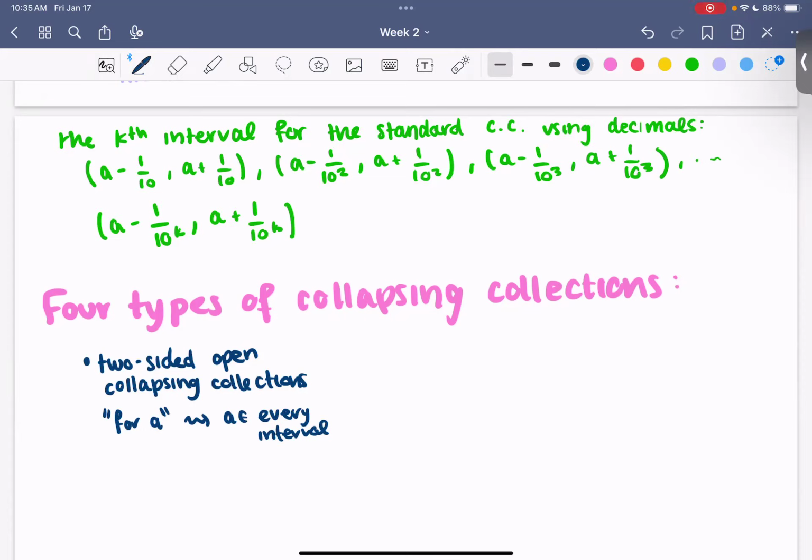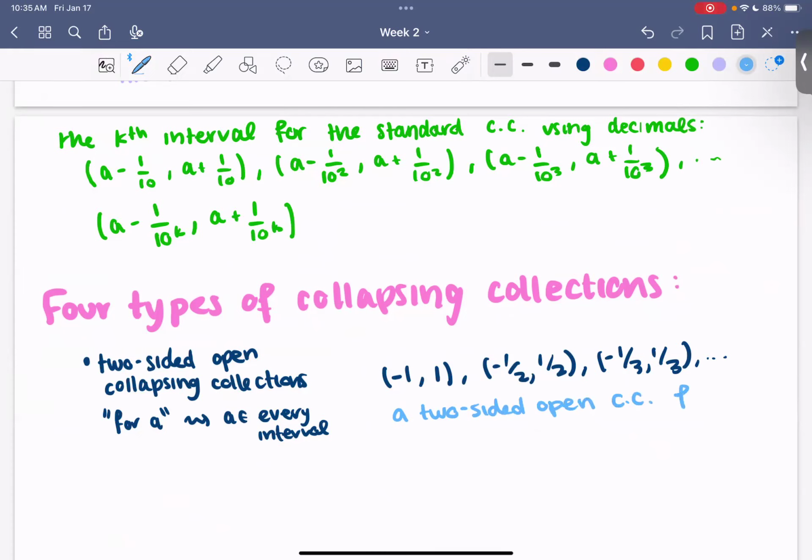Okay, so here's an example: minus 1, 1, minus 1/2, 1/2, minus 1/3, 1/3, and so on. So this is an example of a two-sided open collapsing collection for 0. Okay, so that's the first type.